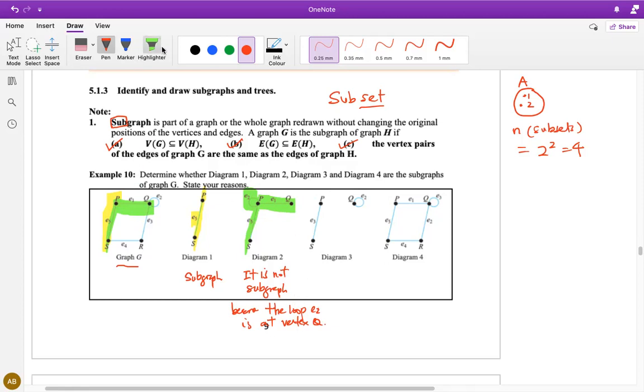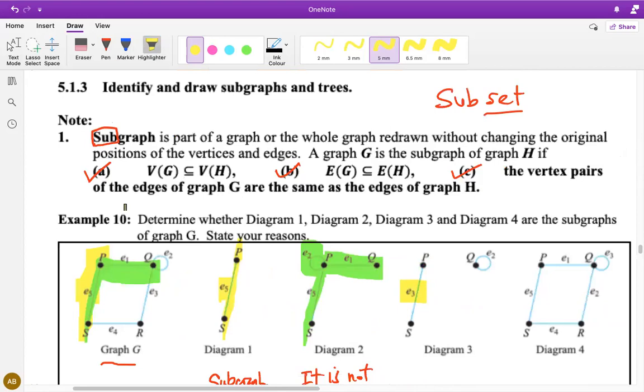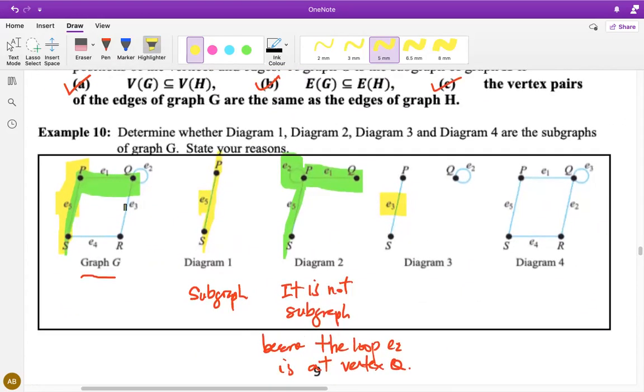Then we go to another one. Okay, P, right? Is this also a subgraph or not? Let's say you check. This is E3. You see here is E3. Maybe the wording is quite small, so if I put it bigger, you can see here, this is E3, this is E5, and then this is E2, correct? This is correct, but this is wrong. So this is not a subgraph.